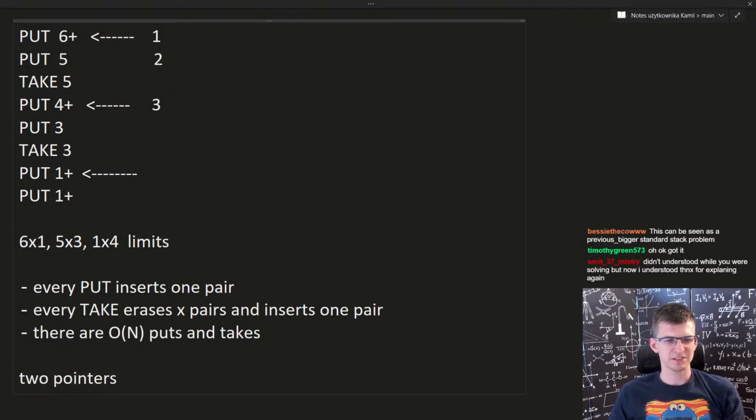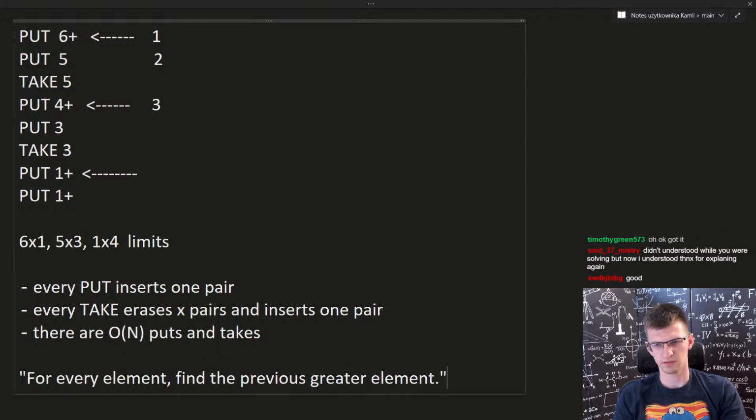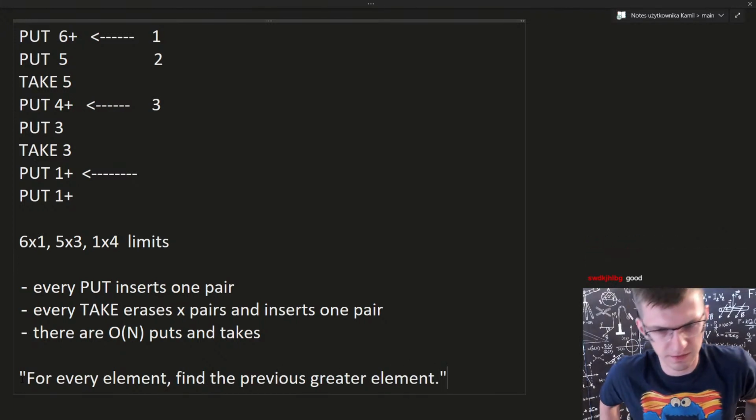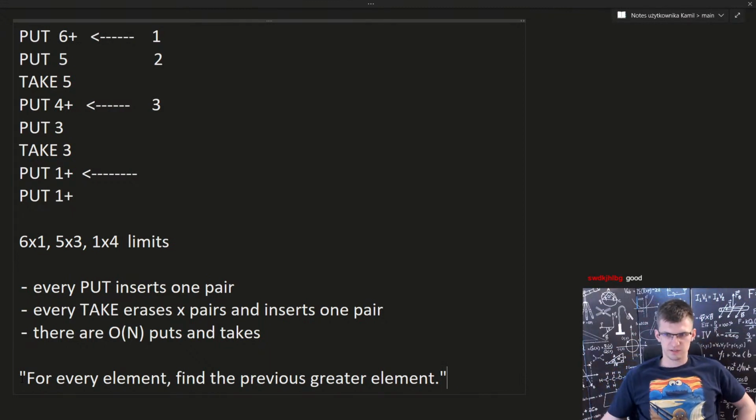Previous bigger, a standard stack problem? Yes, that's true. So the common problem of, for every element in the sequence, find the previous, so most recent, greater element. I'm sure it exists on LeetCode, and you should do it with a monotonic stack, where it's similarly an amortized time complexity.